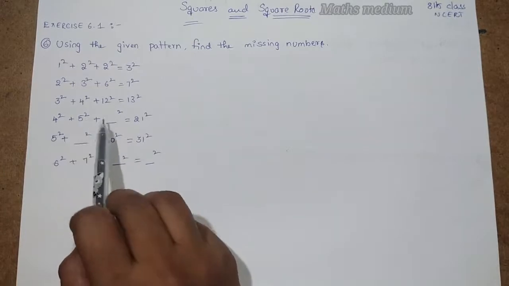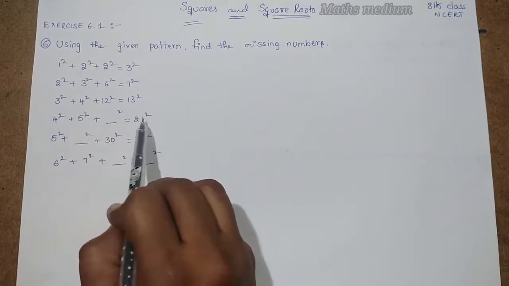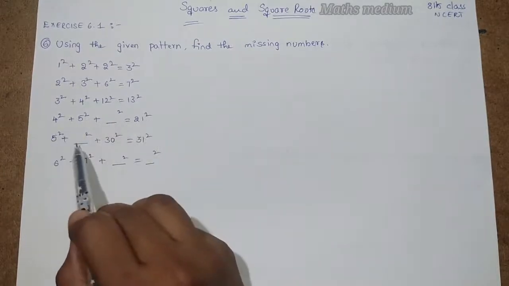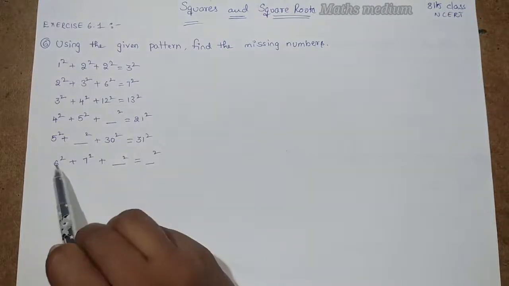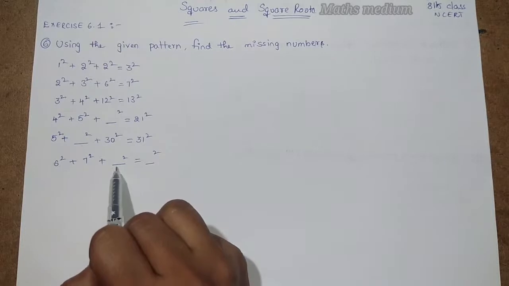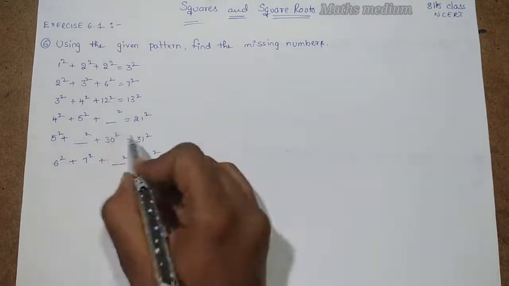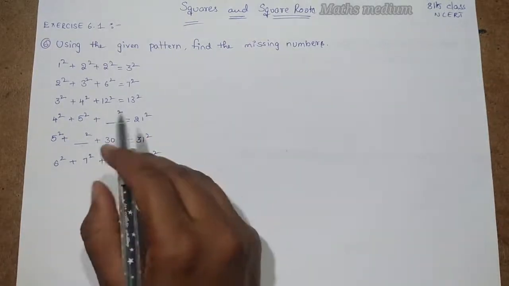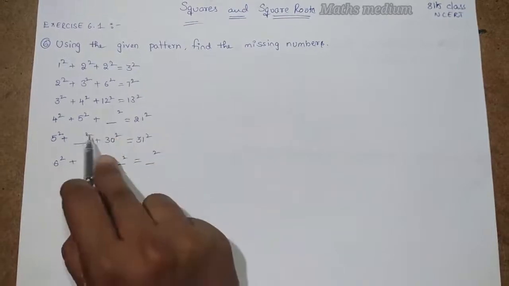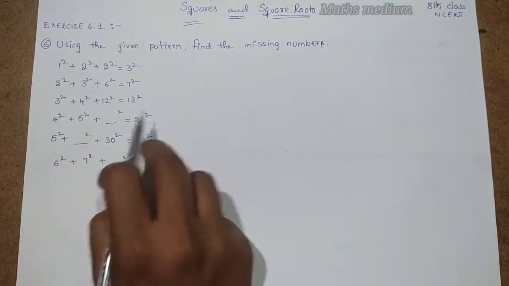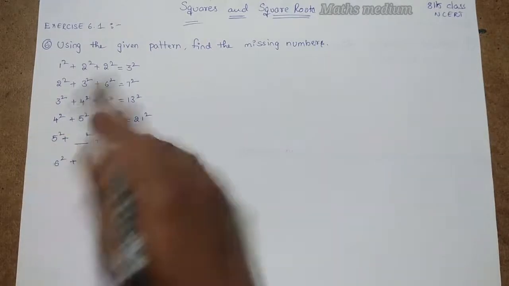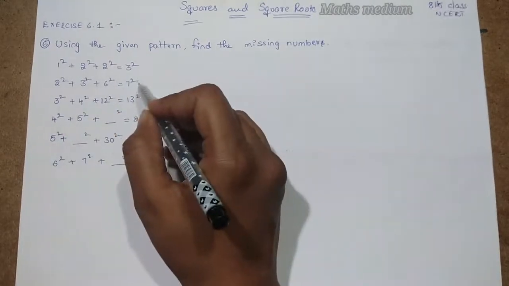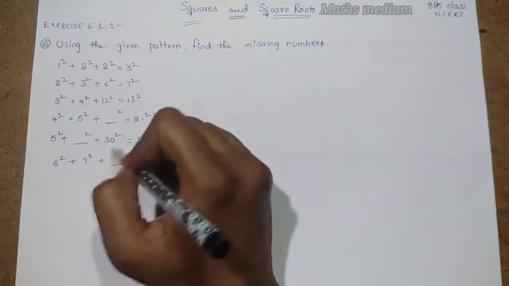4 square plus 5 square plus dash square is equal to 21 square. 5 square plus dash square plus 30 square equal to 31 square. 6 square plus 7 square plus dash square is equal to dash square. In these dashes, we have to fill up the appropriate exact answer to equal the LHS side as well as RHS side. So let's study these three cases, then we will get some idea about this pattern.